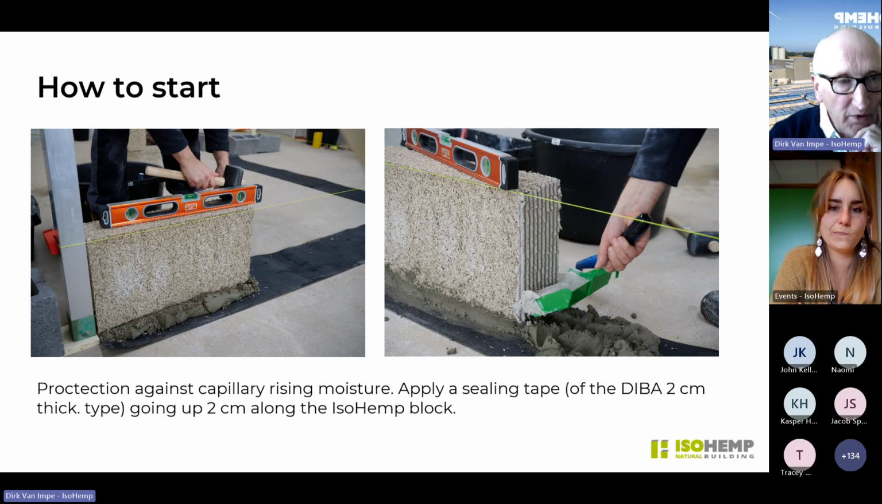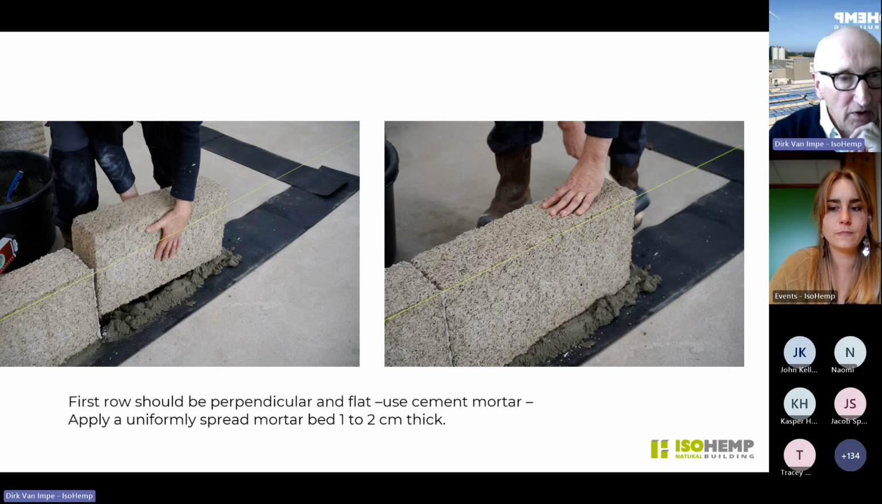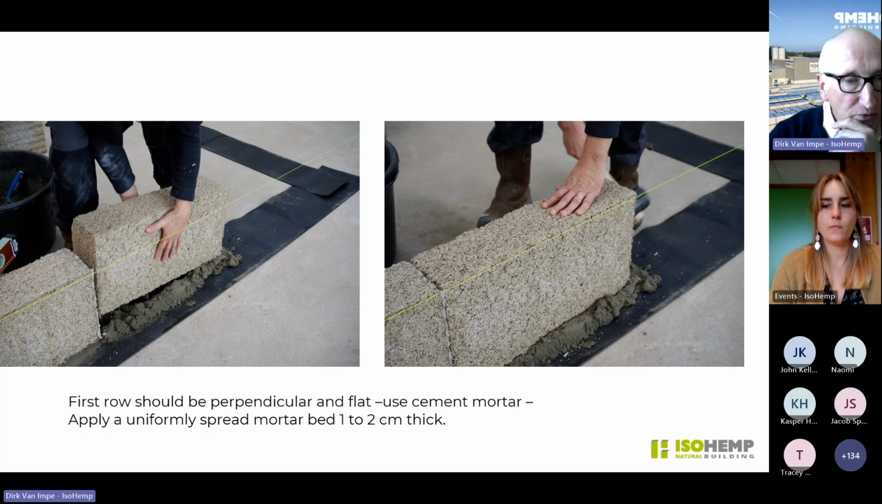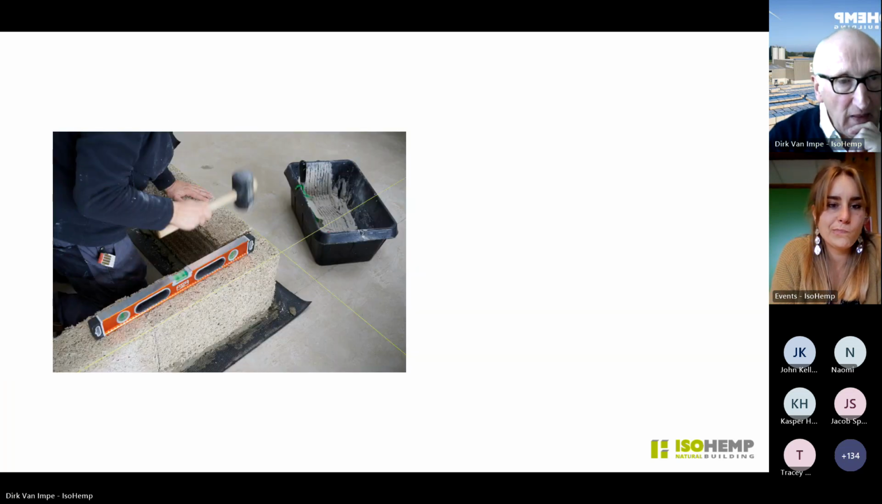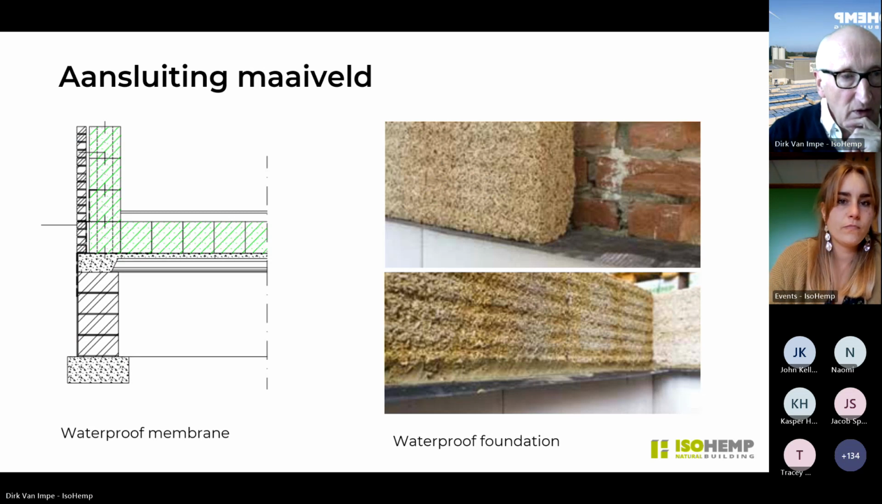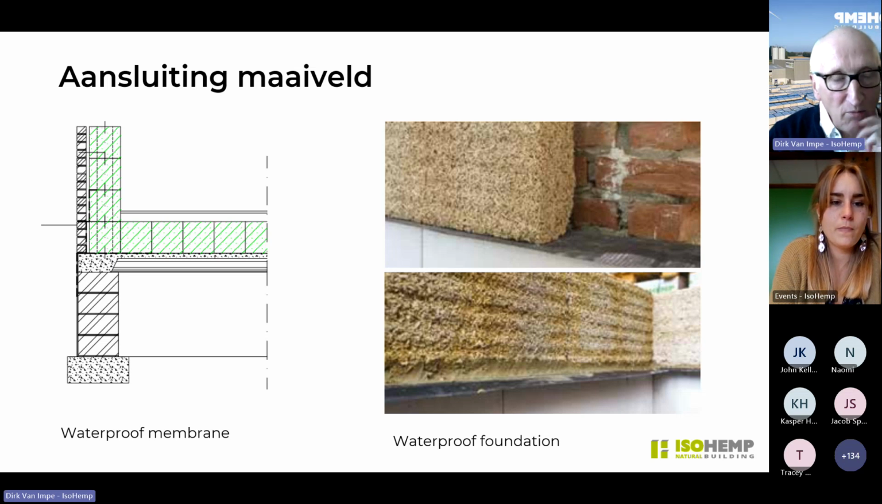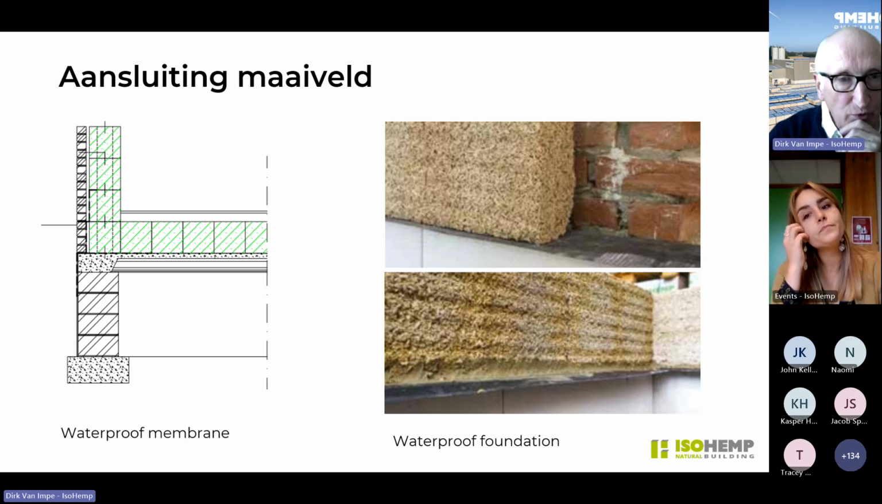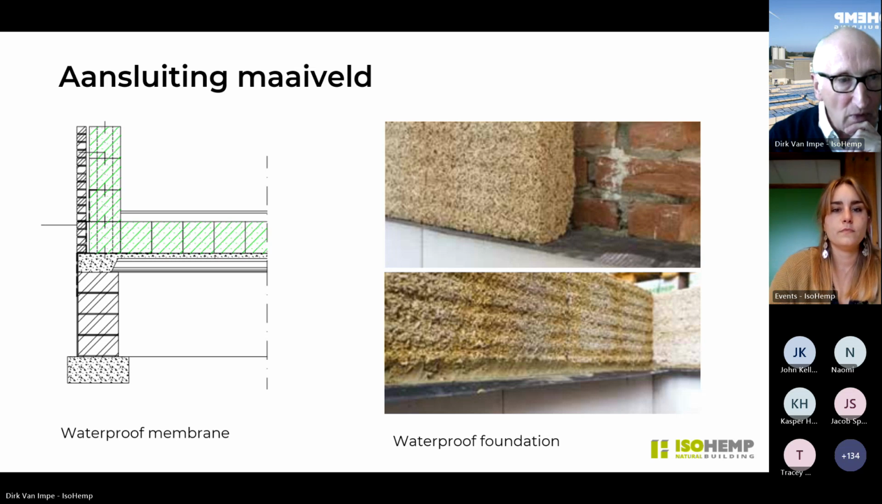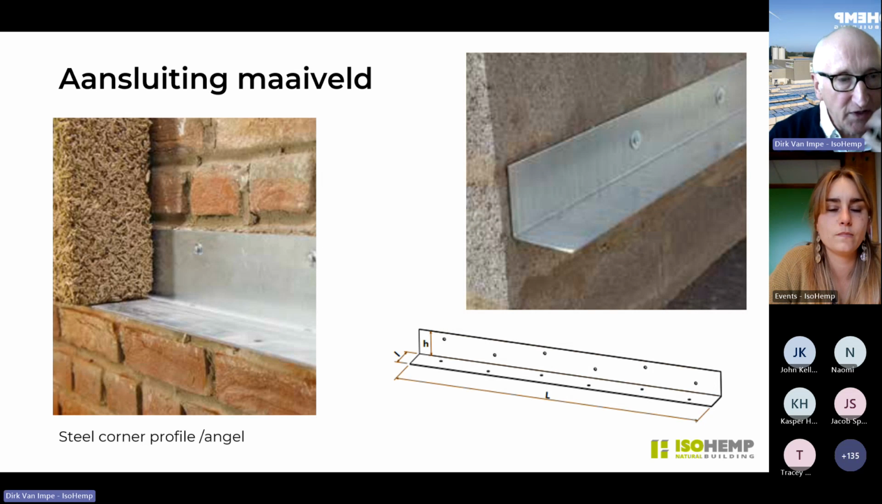The first layer is always in a mortar, a normal masonry mortar. For the following layers, you use our lime mortar, which is very thin. For the first row, you have to take care that it's perpendicular and flat, so you use cement instead of the lime mortar, and you spread a bed of 1 or 2 centimeters thick. This has to do also with the adjustment, to see if everything is straight, perpendicular and flat. If you use outside insulation, the hempcrete or hemp block should always be 15 centimeters above ground level. Then you use a foundation of normal cellular concrete, or you use our angle profile for the connection.